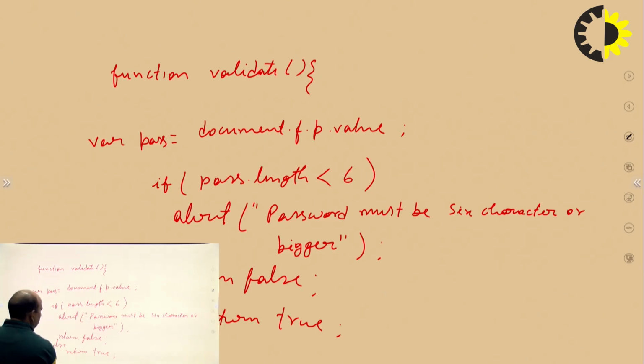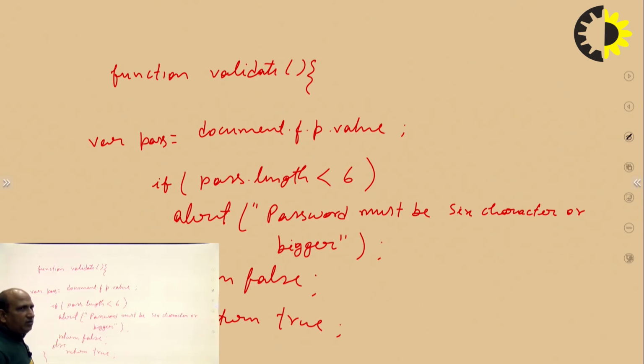Okay. So, I have created a validate function that will access the value entered in this password field P, and I have stored it in this pass variable and checked if the pass length is less than 6, this alert message will be popped to the client screen and the function will return false, otherwise it will return true. This way you can apply the password length validation in your form, using the JavaScript syntax.